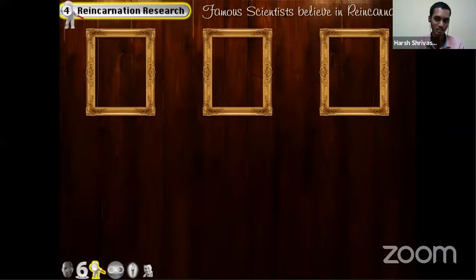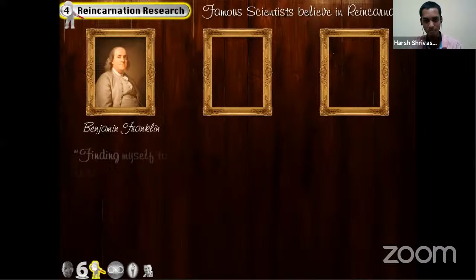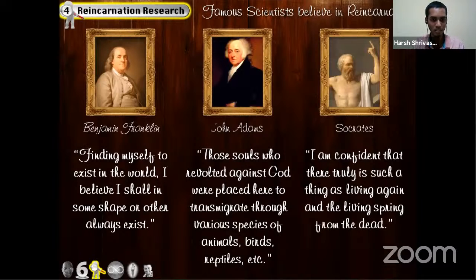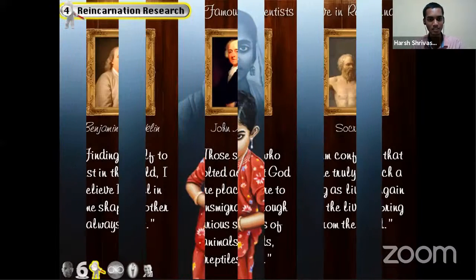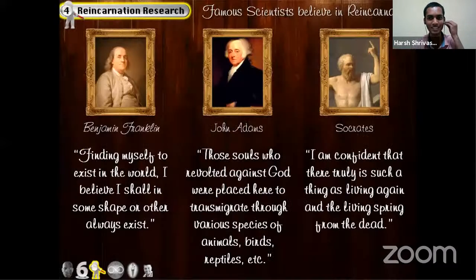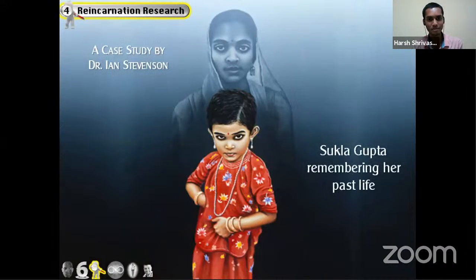Okay, so these are some of the statements of a few famous scientists: Benjamin Franklin, then John Adams and Socrates. One I will read for you. Finding myself to exist in this world, I believe I shall in some shape or other always exist. Benjamin Franklin says that. Then John Adams says, those souls who revolted against God were placed here to transmigrate through various species of animals, birds. See, these very great scientists are saying this, who are telling about the soul.